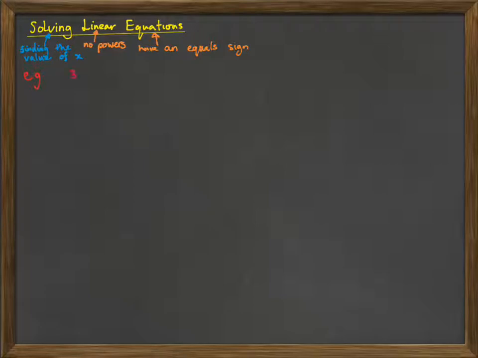So, first example we're going to be looking at: 3x + 5 = 6x - 7.